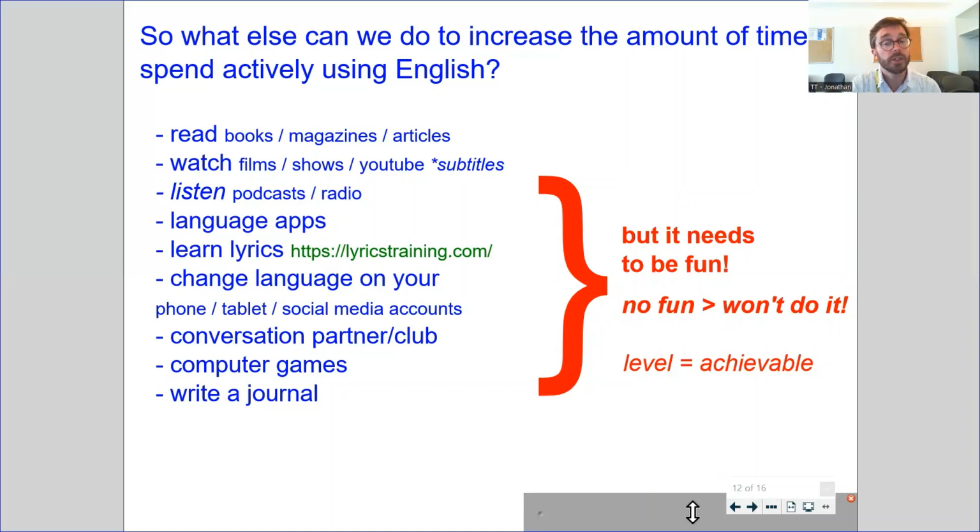If it's not fun, you won't do it, okay? And the level needs to be achievable. If you're a beginner, don't try and watch Harry Potter in English. Don't try and watch Game of Thrones in English. It's too difficult and it won't be fun. Okay.